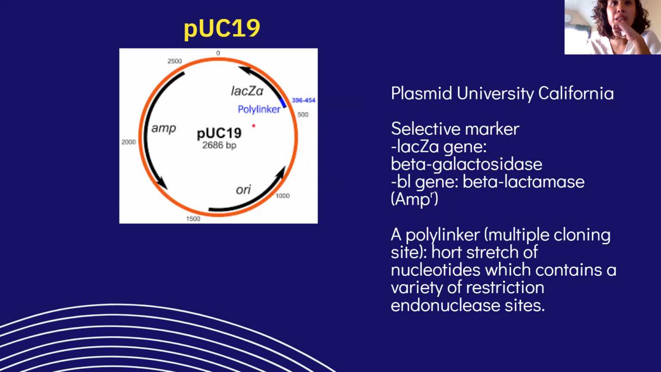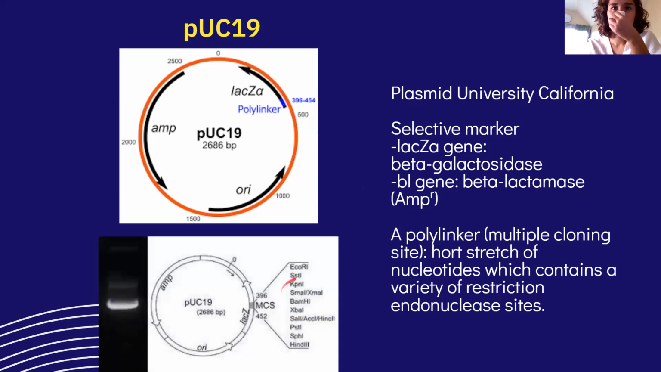Then it has a polylinker. So it is a multiple cloning site. So in this blue part, there are many restriction enzymes. See, EcoRI, SstI, there are many in the polylinker.